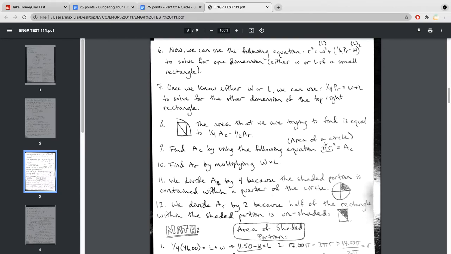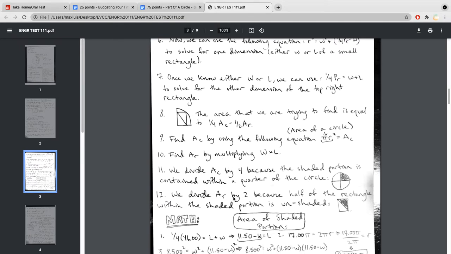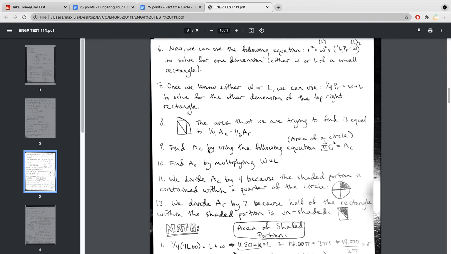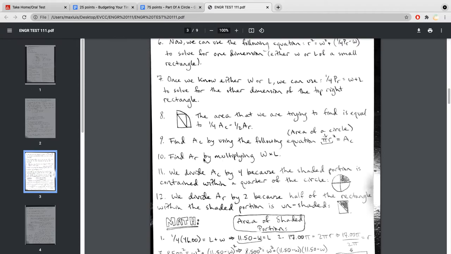So we divide the area of the circle by 4 because the shaded portion is contained within a quarter of the circle. And then we divide the area of the rectangle by 2 because half the rectangle within the shaded portion is unshaded. And then what did I write right here? So find the area of the circle by using the following equation, pi r squared. We know that r is equal to 8.500. And then we find the area of the rectangle by multiplying width times length, but we need to figure out what the width and the length are right now.